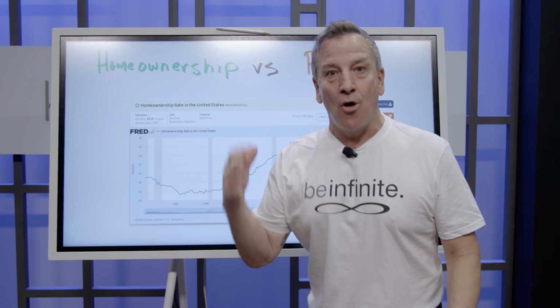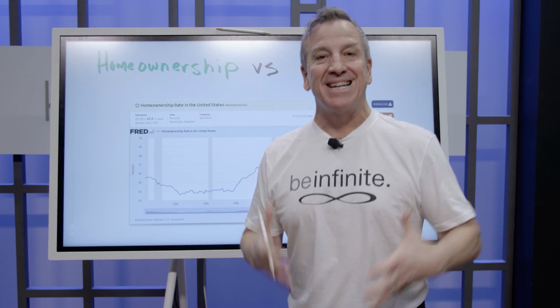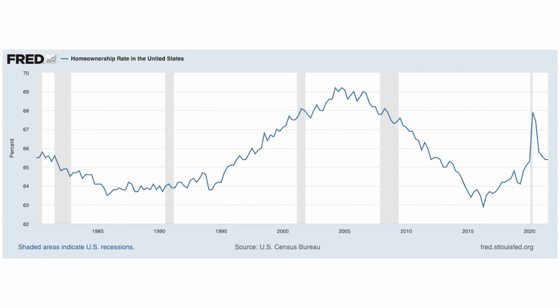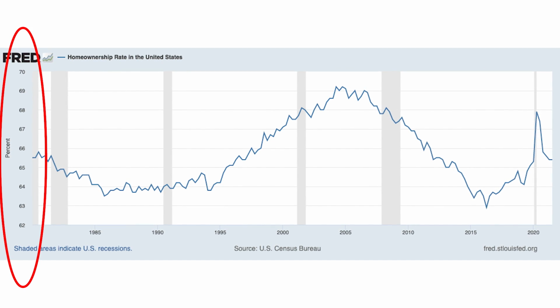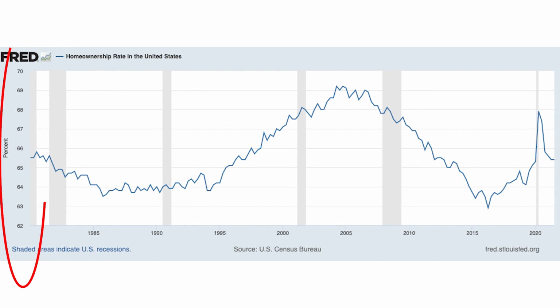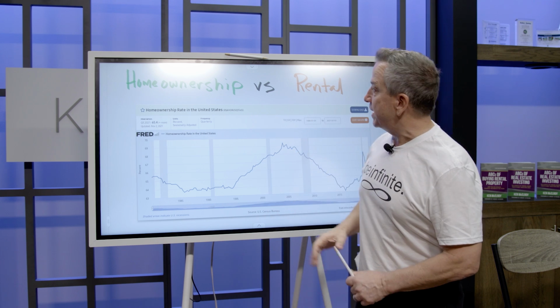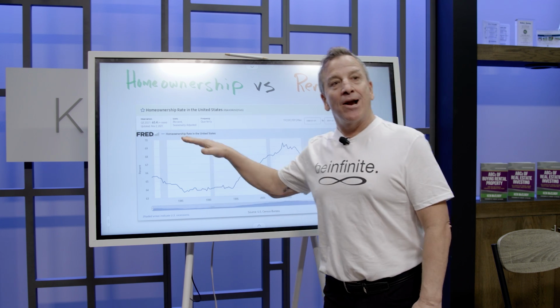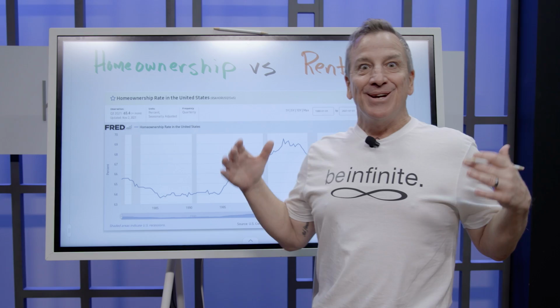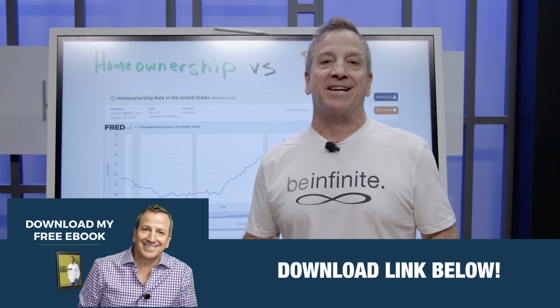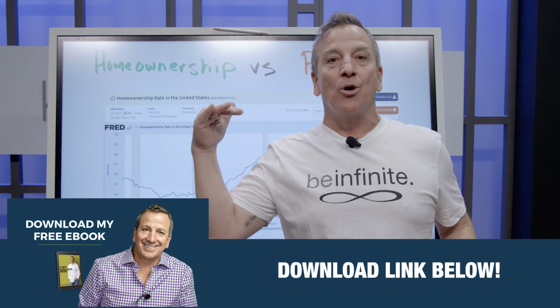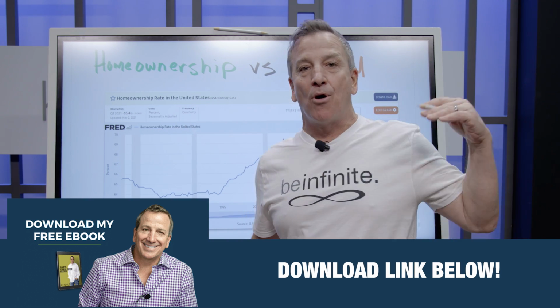First, we're going to start with the homeownership versus rental percentages as shown by the Federal Reserve themselves. And over here on the left side is the percentage, and this is the homeownership rate in the United States. And the reason why I want to show you this is because if you're not a homeowner, you're a renter. So as these percentages go up or down, it dramatically affects whether your home's going up, going down, or your rent's going up, or your rent's going down.